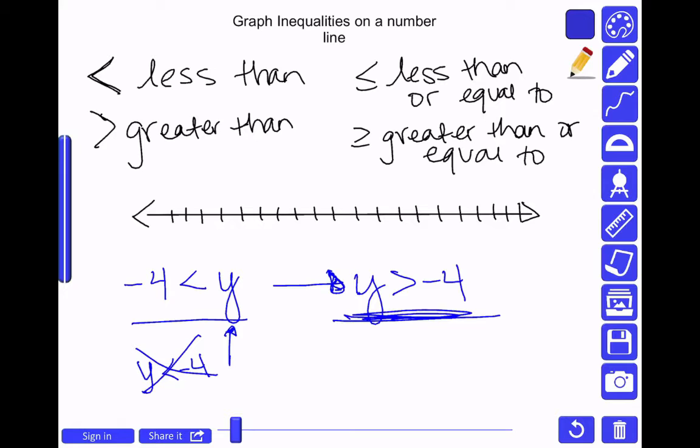So y is greater than -4, so I'm going to make this 0, -1, -2, -3, -4. So I'm going to put my open circle at -4. My solutions are greater than that, so that is to the right. It is not equal to, so the solutions do not include -4, so that circle will stay open, and that's how you would graph that.